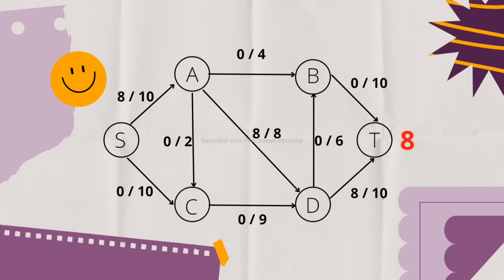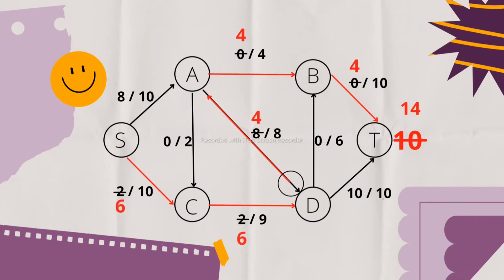This looks like a good one. The bottleneck capacity is 2 in this case because the edge HT only has a capacity of 2. Let's update the flow with this value. Onto the next path, I'm going to specifically choose a path with a backward edge so you can see how the algorithm works in this case.